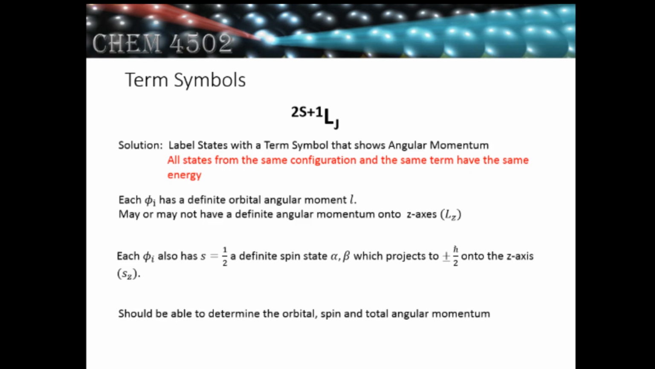Remember, each of the orbitals that we talked about has a definite orbital angular momentum quantum number. They have a definite L. Now, they may or may not have a definite m sub z, or an orbital angular momentum Lz. Remember, we could have a px, a py, and a pz, and of those, only pz has a well-defined orbital angular momentum projection onto the z-axis. But they all have orbital angular momentum L equal to 1.